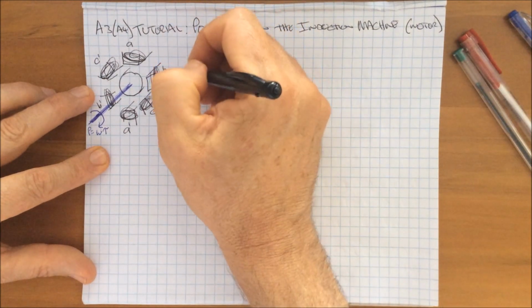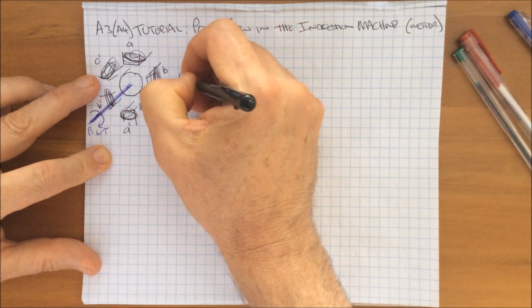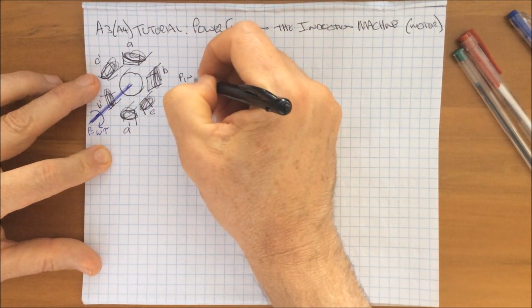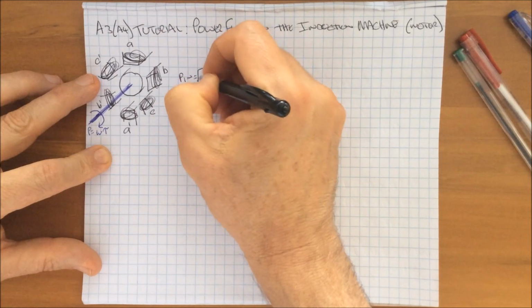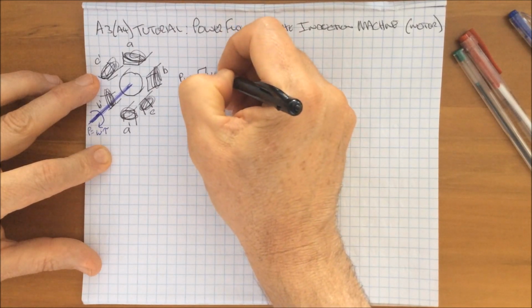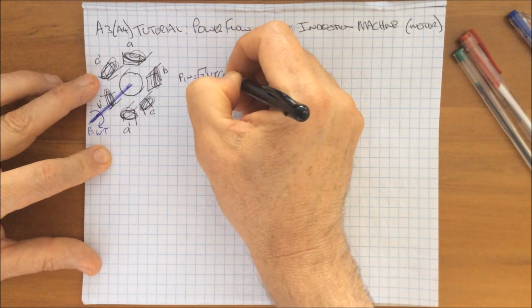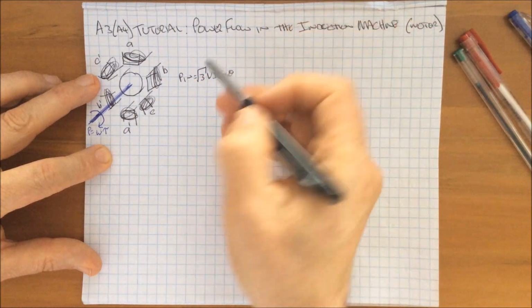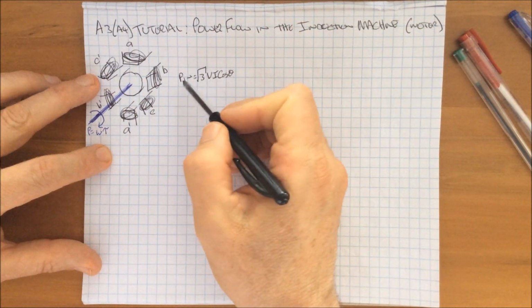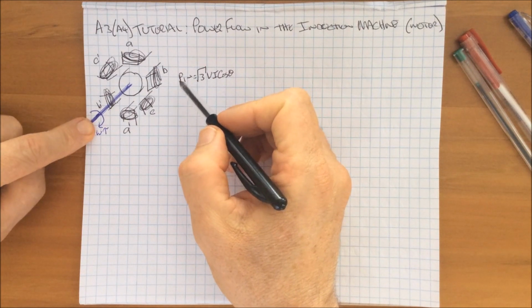Our electrical input power that's going into this is √3 voltage, current, and power factor. So there's our power going in, there's our power coming out.